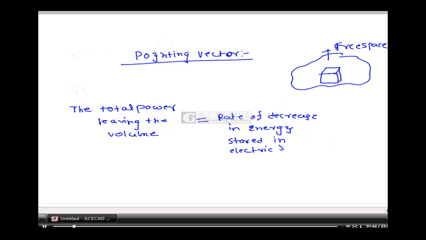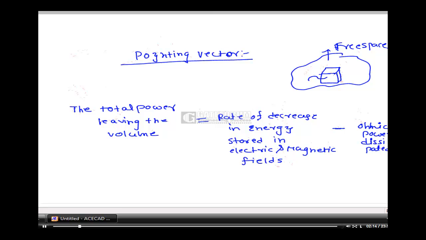electric and magnetic fields minus ohmic power dissipated. Ohmic power dissipated. This is nothing but the rate of decrease in energy stored in electric and magnetic fields.